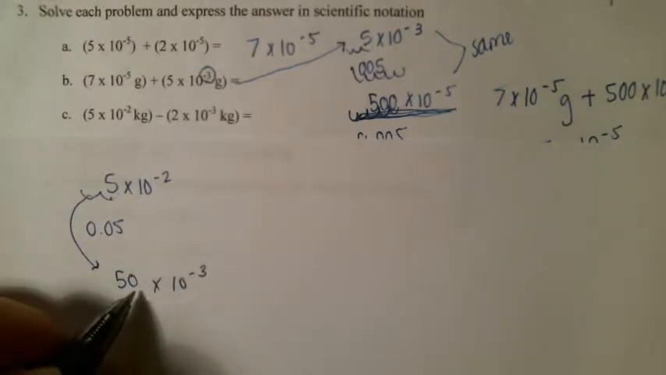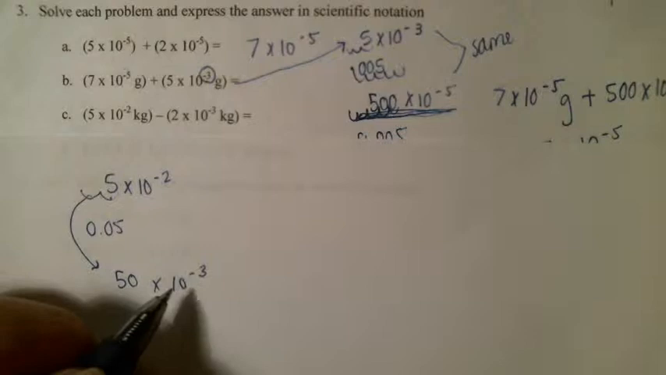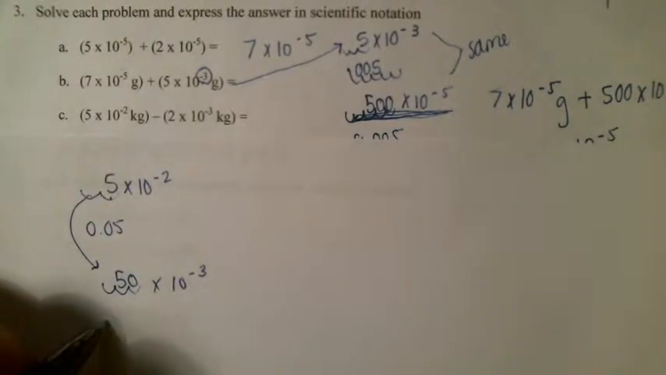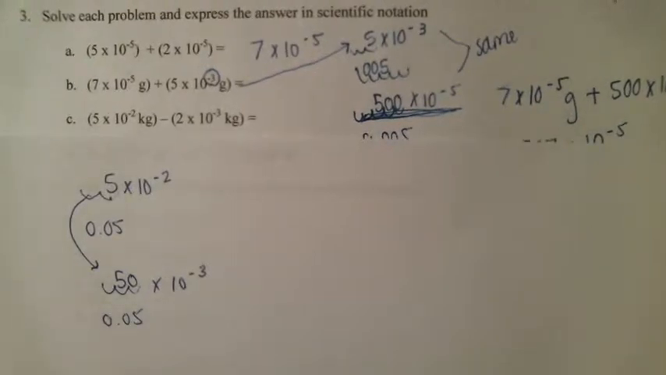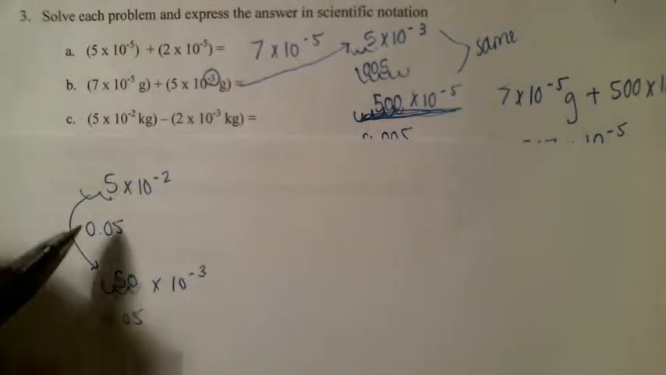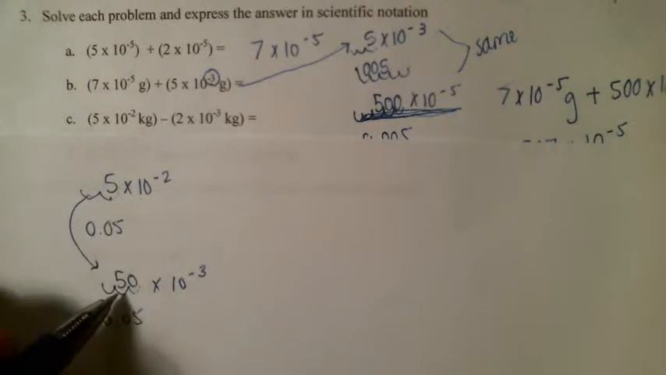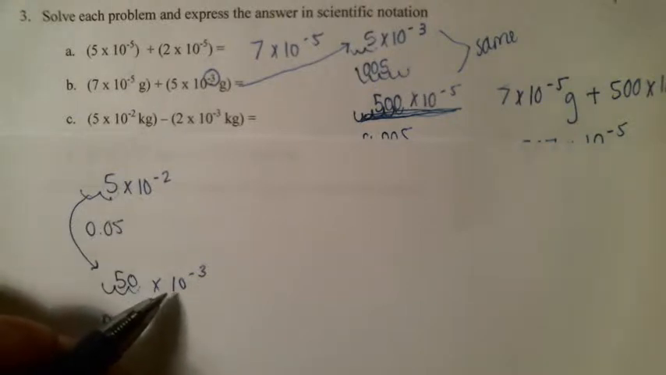In that way, there's another spot that the comma needs to jump. So 1, 2, 3. Again, we end up with 0.05. So the number is the same. So 0.05 can be written as 5 times 10 to the negative second power, or 50 times 10 to the negative third power.